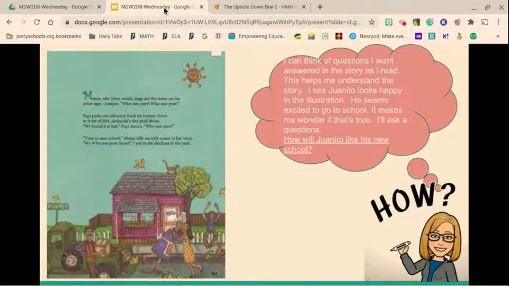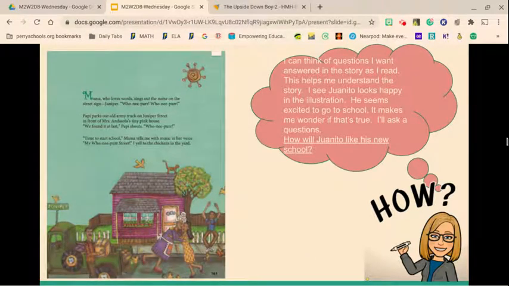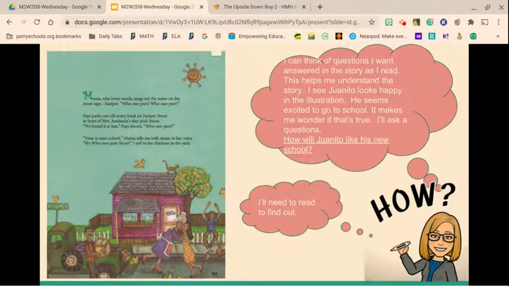So as I'm looking at this, I can think of questions I want answered in the text as I read, and this is going to help me understand the story. So I can see that Juanito looks happy in this illustration. He looks like he's really excited to go to school. I think this is him back here. And it makes me wonder if that's true. If I ask questions, it'll help me to get my brain thinking and be engaged with it. So I really wonder, he's so excited to go to school, I wonder if he will like his new school. I don't have that answer right now, but I'm going to have to keep reading to find out.